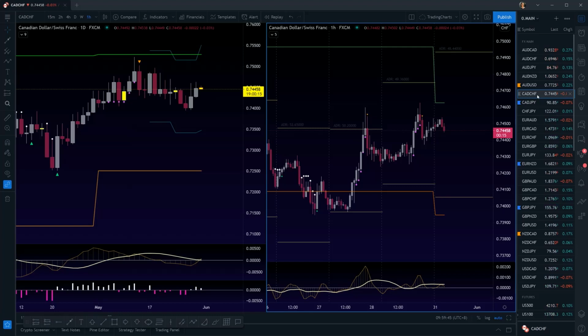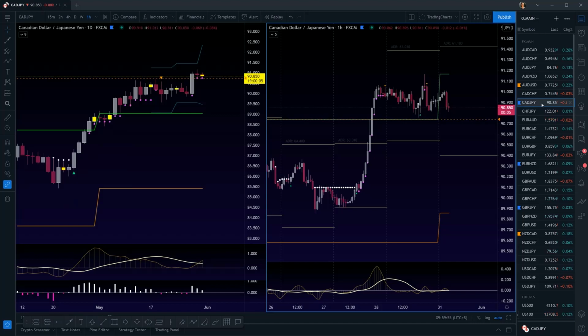Canadian Swiss, traded this last week, this pullback up, pullback, so I don't want to trade this anymore.